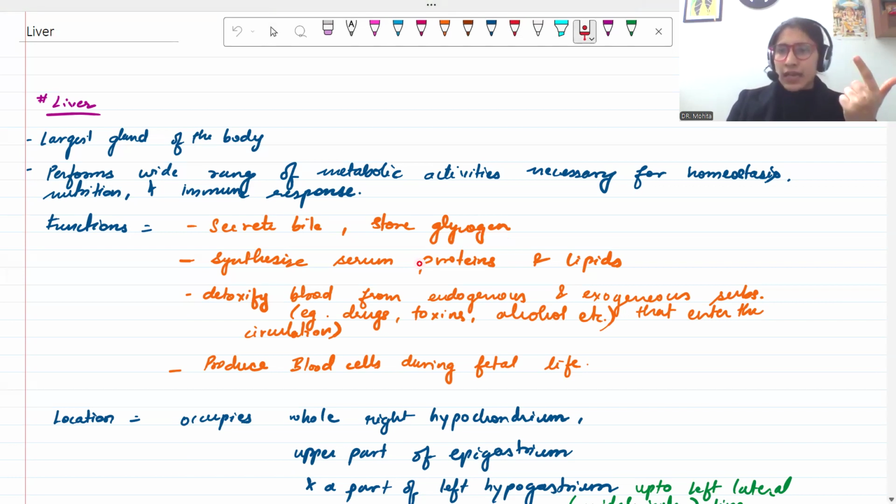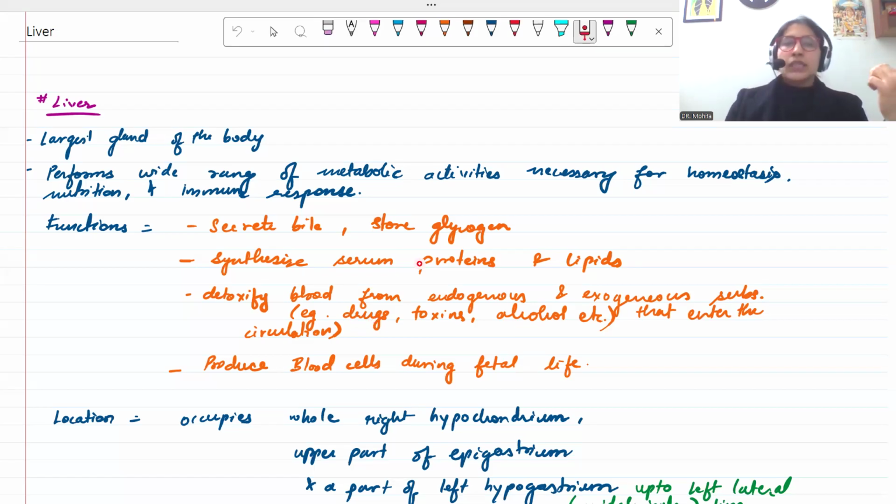It also synthesizes some proteins that are present in our plasma. So plasma proteins, serum proteins, and lipids. It also detoxify blood from endogenous and exogenous substances. ये जब like lower classes में हम पढ़ते हैं कि there are many endoplasmic reticulums in liver cells जो detoxify करते हैं. They will get rid of drugs, toxins, alcohol, and everything.